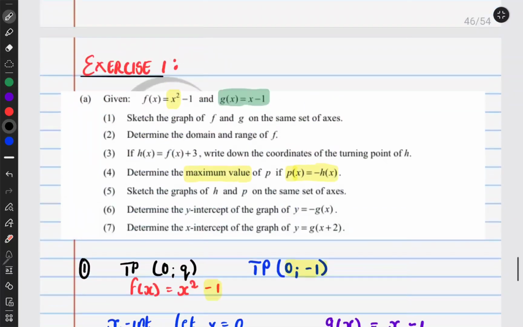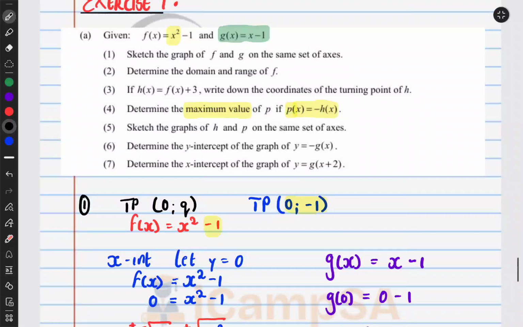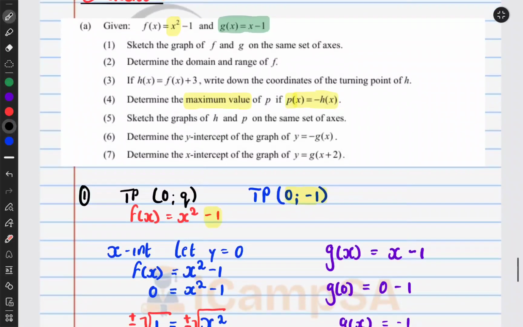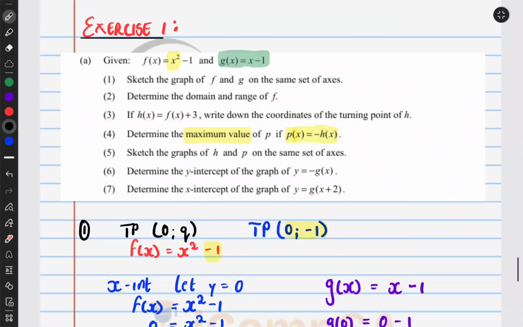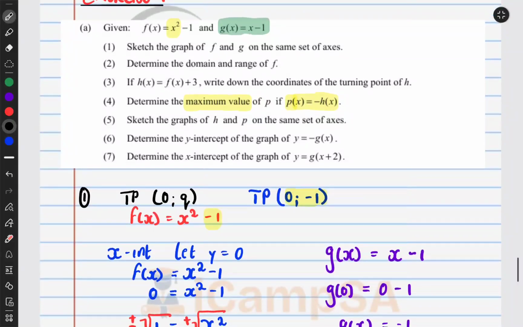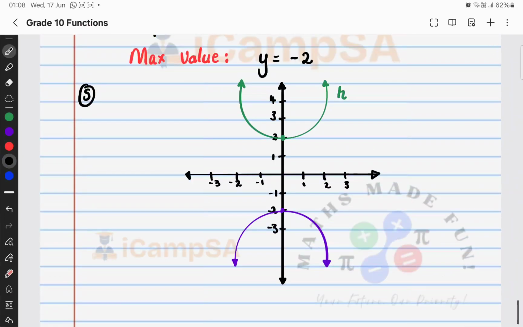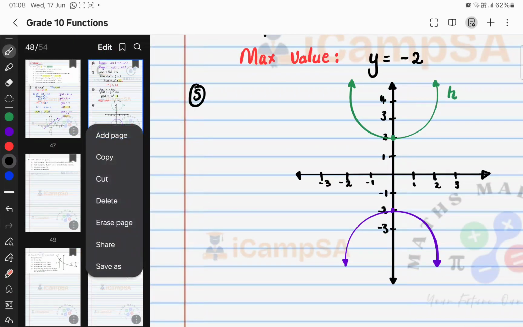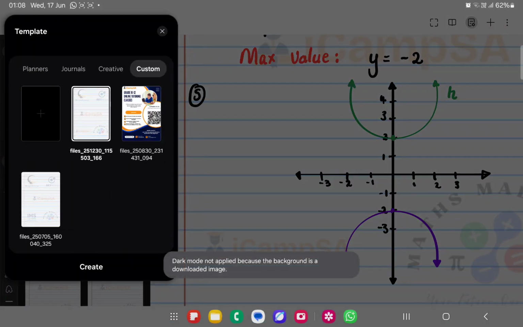Okay, and then for number 6, determine the y-intercept of the graph of y is equal to -g at x. The y-intercept of the graph, not the graph of g that we have sketched here, but -g at x. So we have to find the graph of y which is -g at x first. So let me add another page. Custom, add another page, create.